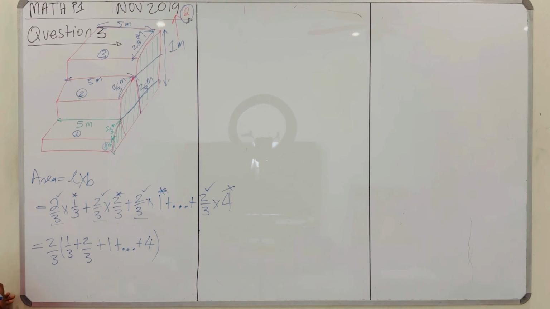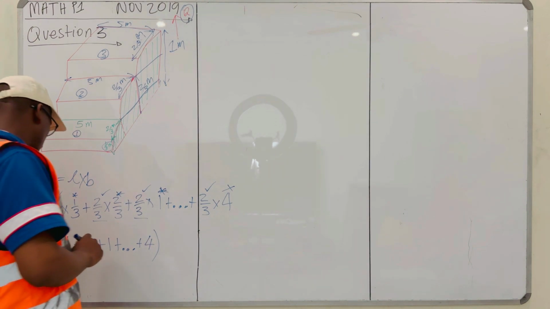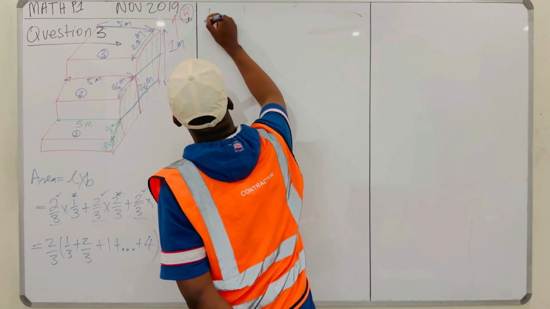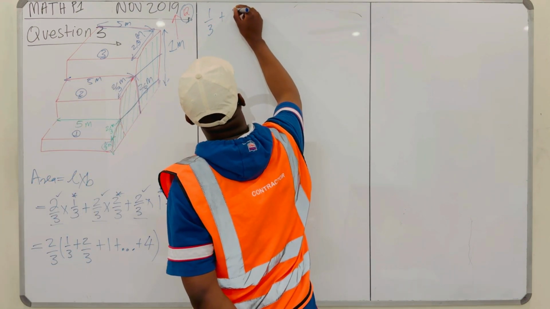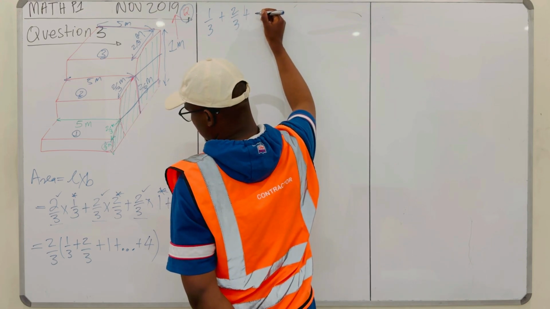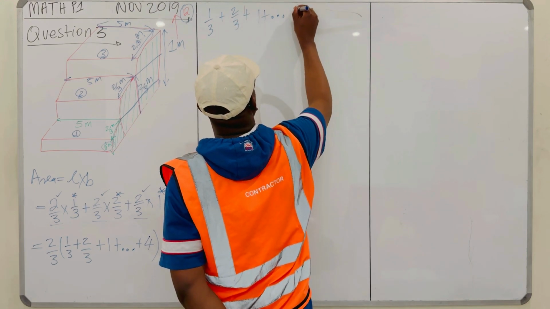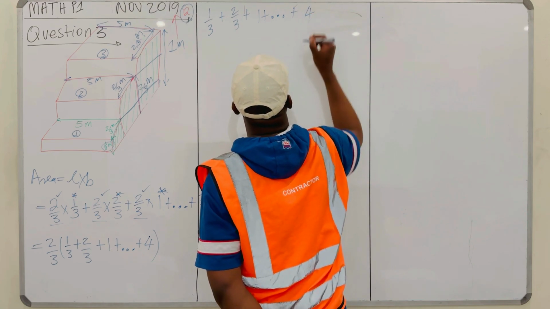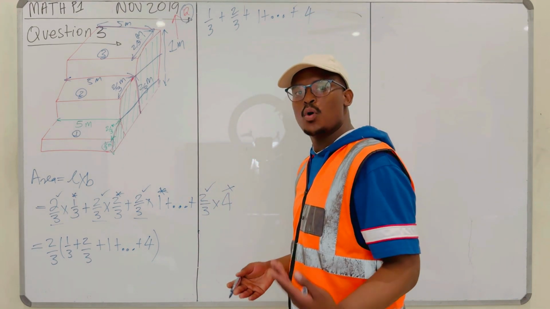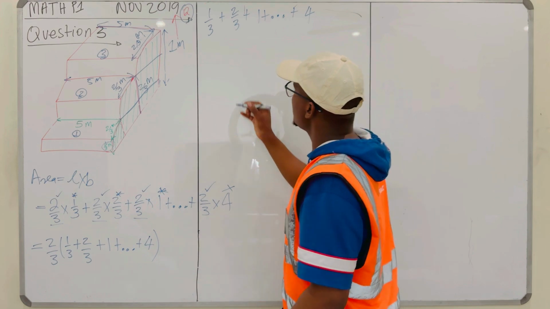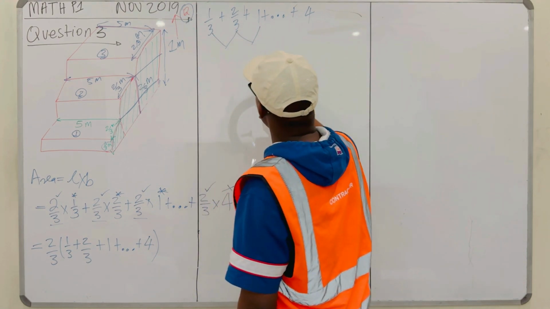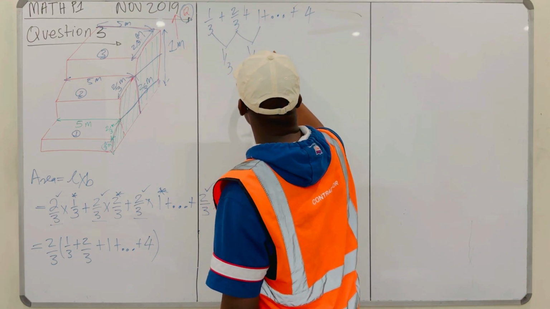Right? No problem. Now I'm just going to write what is in the bracket. Actually, let me write on the other side. If you look at what is in the bracket, you have 1 over 3 plus 2 over 3 plus 1 plus dot dot dot up to the 12th one, which is 4. Looking at this, this is a series. And what kind of series is it? It's an arithmetic series, right? And the difference is 1 over 3.